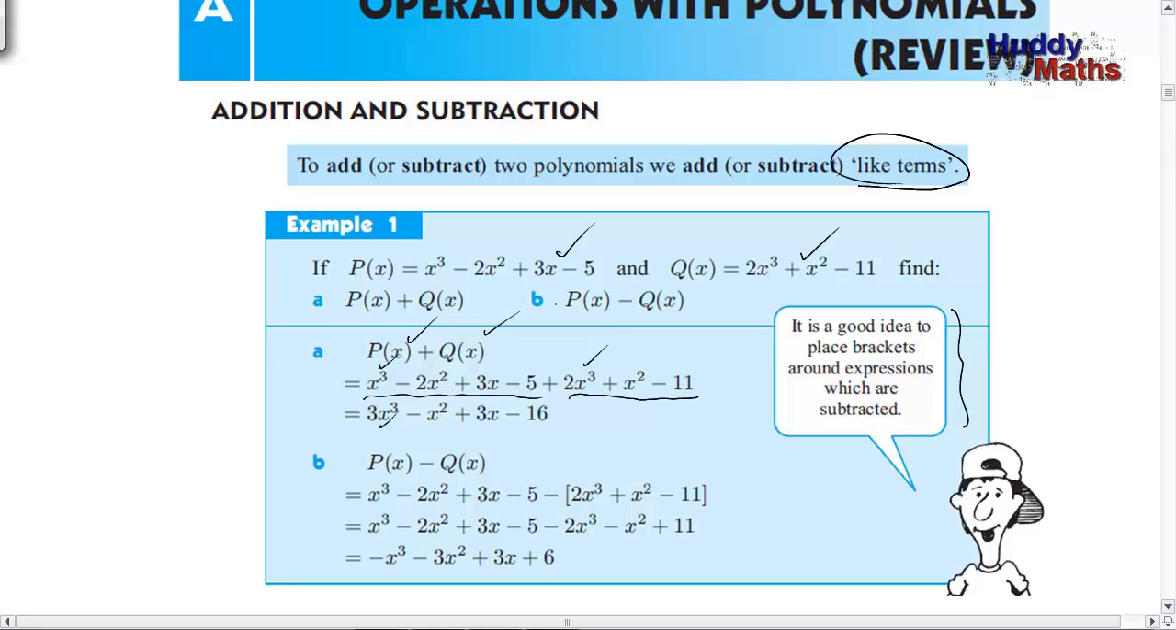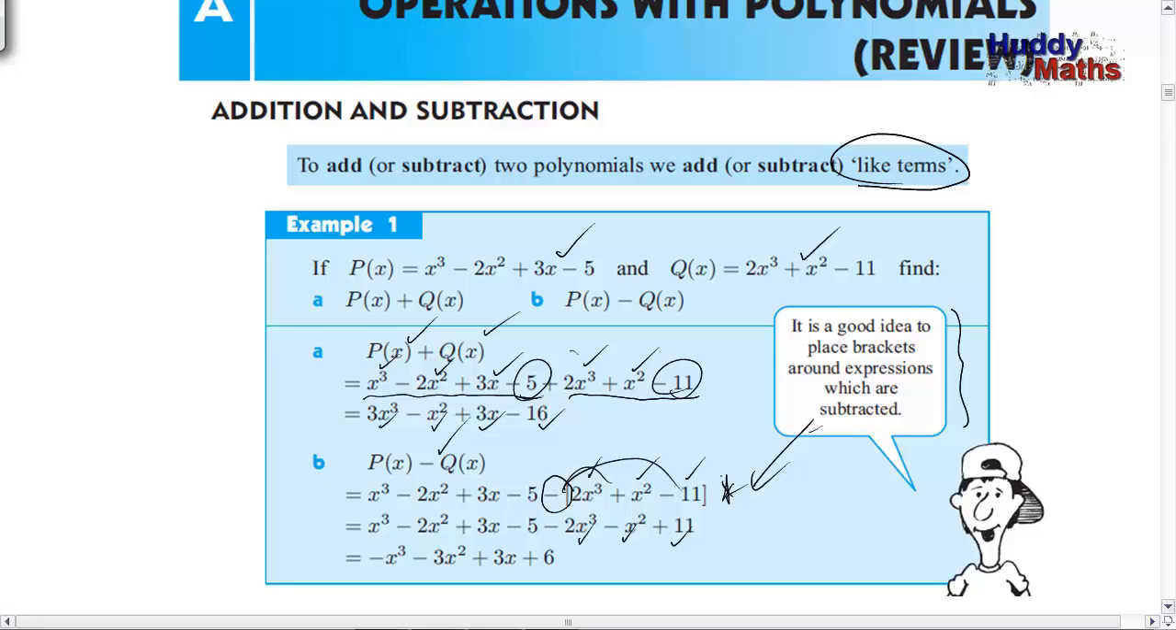So this is really a review of collecting like terms, more than it is a review of polynomial algebra. Negative 2x squared plus x squared is negative x squared. There's no 3x over here, so it stays just as 3x. Negative 5 take 11, negative 16. Do you get it? It's only collecting like terms. Now the bracket thing is important here. As we take this away, we want to take away every term, so we've got to remember to apply that subtraction to the whole bracketed term. So this becomes negative 2x squared; negative by a positive is a negative, negative by a negative is a positive.